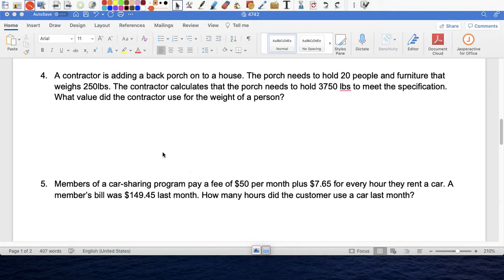So, a contractor. He's adding a back porch to a house. The porch needs to hold 20 people and furniture that weighs 250 pounds. So here's the porch. We know that the maximum weight of the porch is 3,700 pounds. The porch is going to hold people, I'll write people over here, and furniture.